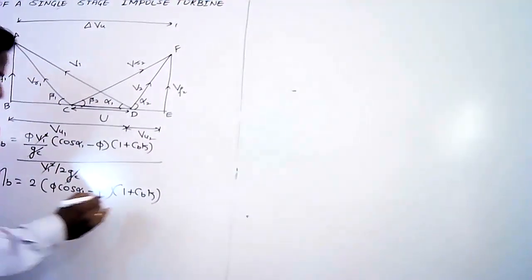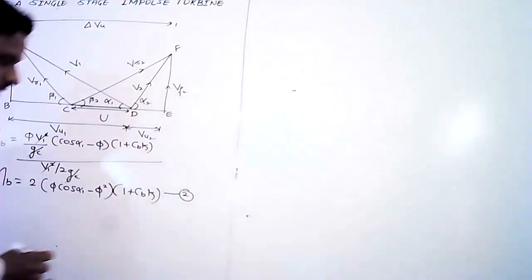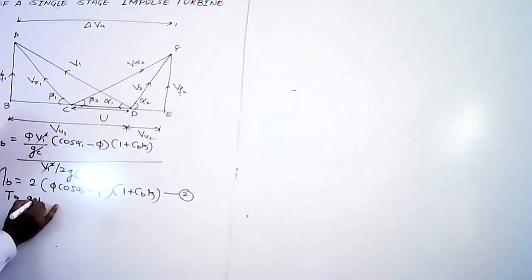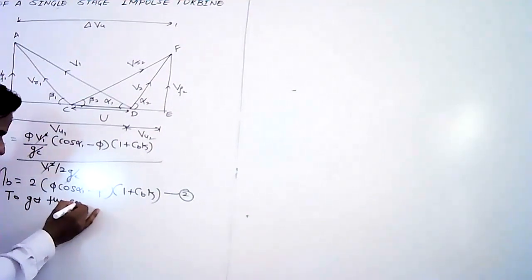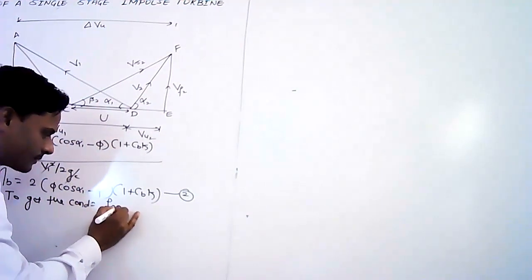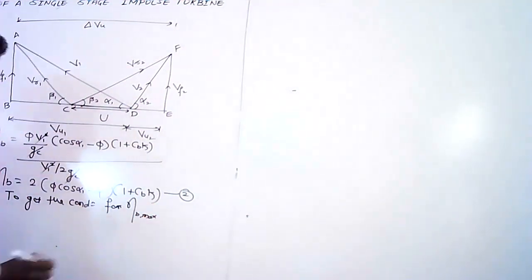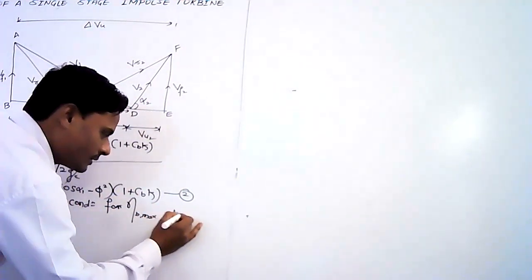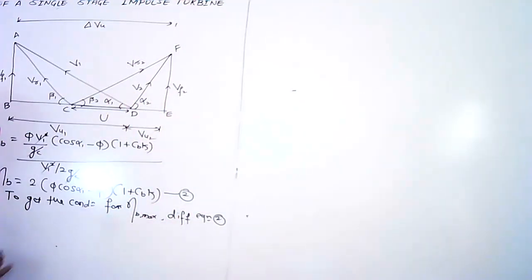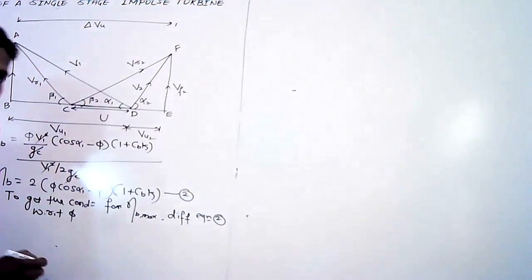Let us keep this as equation number 2. To get the condition for maximum blade efficiency, differentiate equation number 2 with respect to phi and equate it to 0.